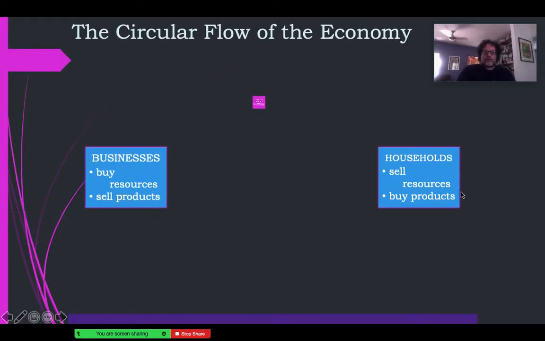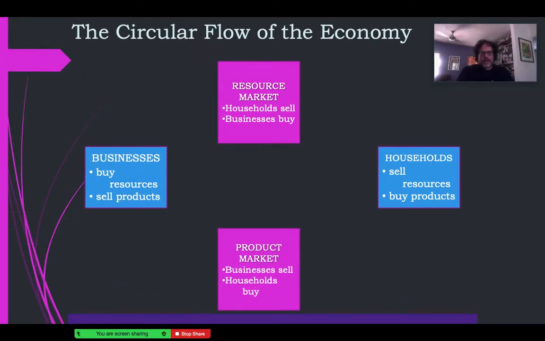So the circular flow of the economy, okay? This is the simple circular flow. We're dealing with two main groups, businesses and households. And we have two markets, the resource market and the product market, okay? And so we'll just go through and show how these groups and these markets interact, okay?